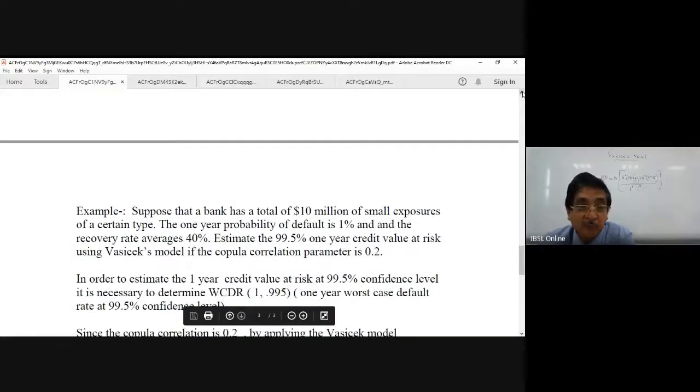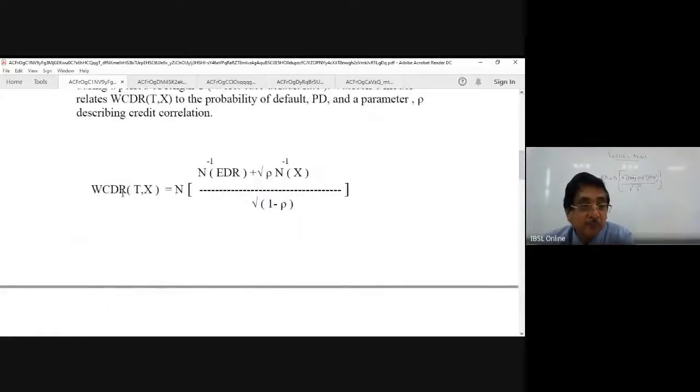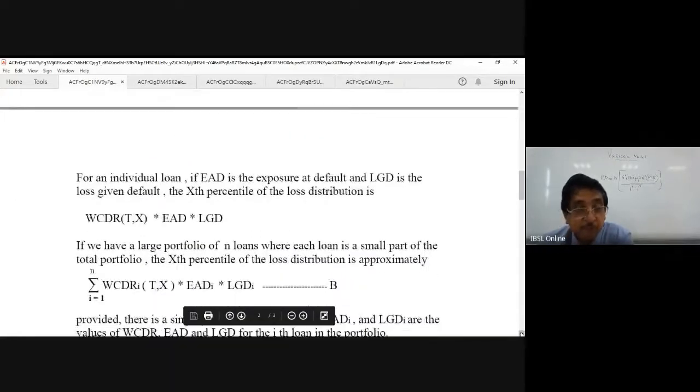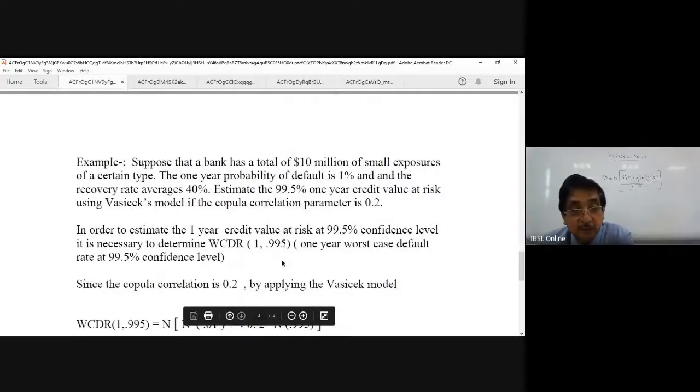Now you just look at this formula. As per our example, what we put here, T is the time, X is the confidence level. So T is given as 1, X is given as 99.5. So 99.5 is given as 0.995. Rather than giving it as a percentage, you can put it in decimal form, 0.995. So it can be denoted in this manner.